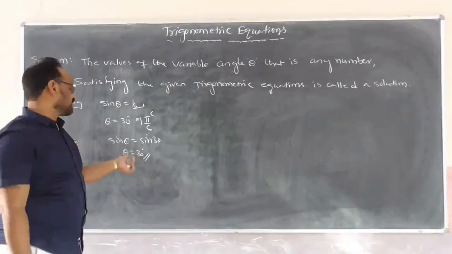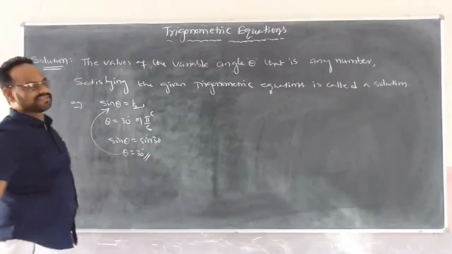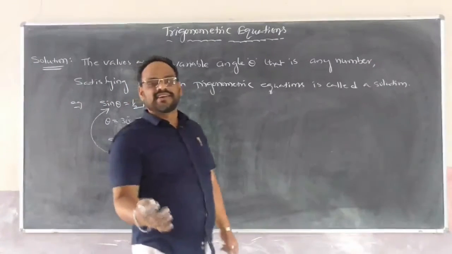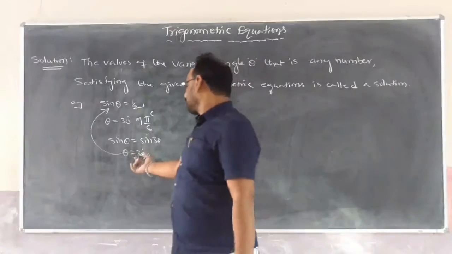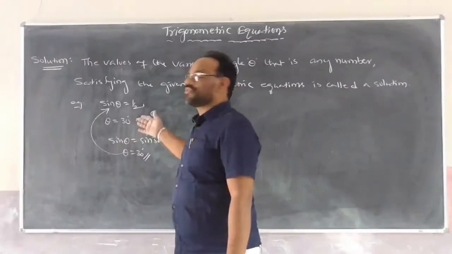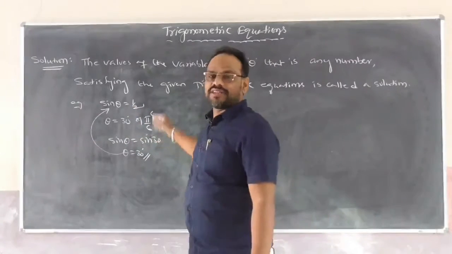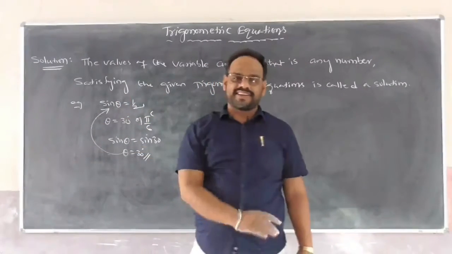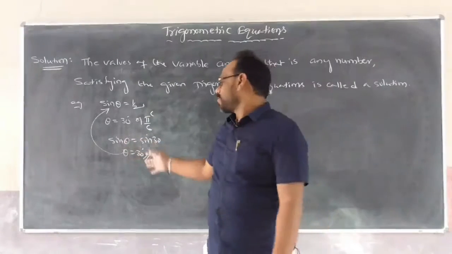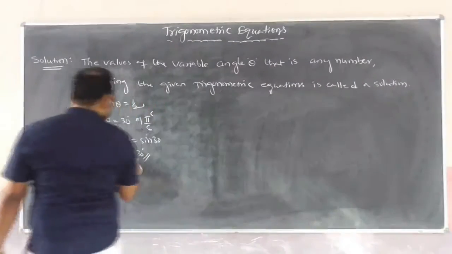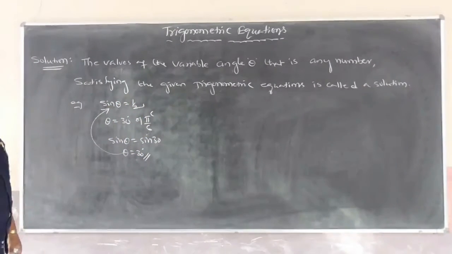So theta satisfying the given trigonometric equation, that is theta is equal to 30 degrees or theta is equal to 5 by 6 radians, is called the solution of the given trigonometric equation. So 30 degrees or 5 by 6 radians is a solution of the given trigonometric equation.